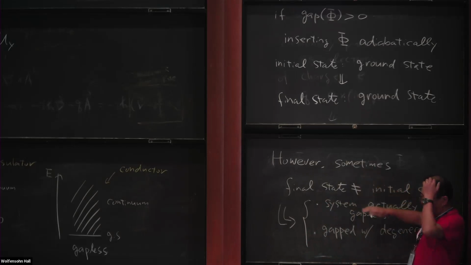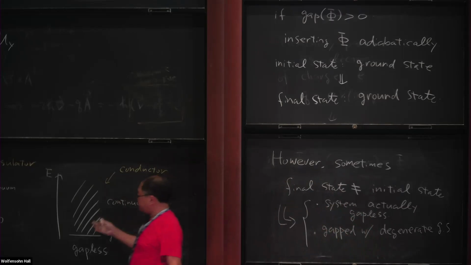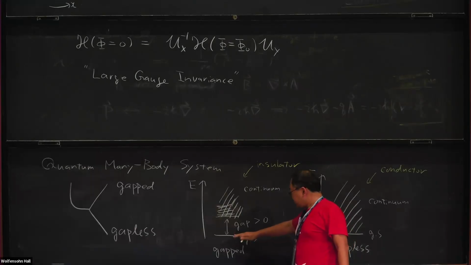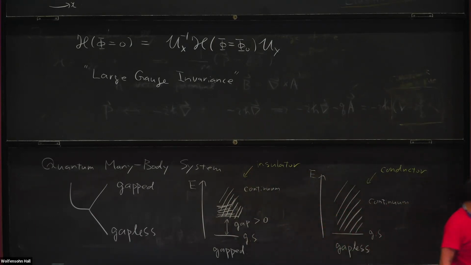So if this happens, then what we can rule out is the simplest possibility, that if there is a single, unique ground state separated from other excited states with a gap, then that scenario contradicts this final state not being equal to the initial state.